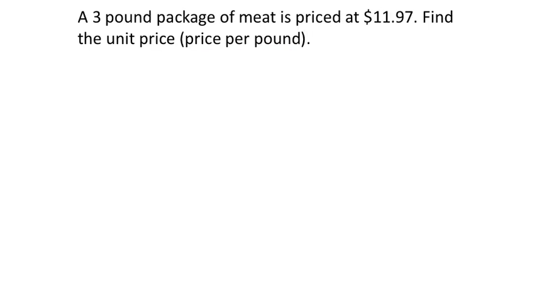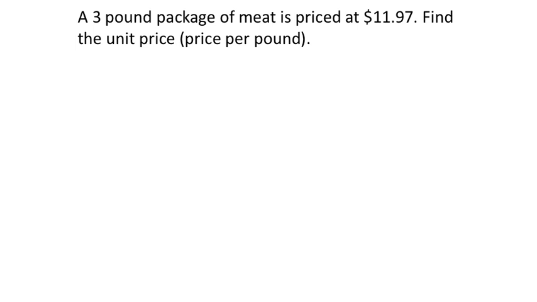A 3-pound package of meat is priced at $11.97. Find the unit price, which it's saying is price per pound. So you'll have to keep this in mind because I'm not sure that they always give this information. They may say just unit price, and this may happen on exams as well. But when they ask for a unit price, it's price, or in this case, dollars, per 1 pound. Take 30 seconds, see if you can do this one.